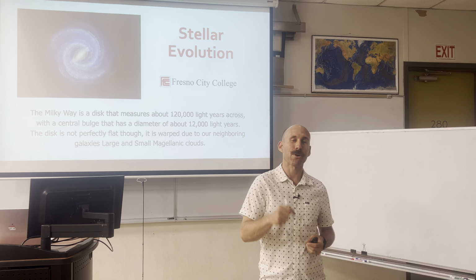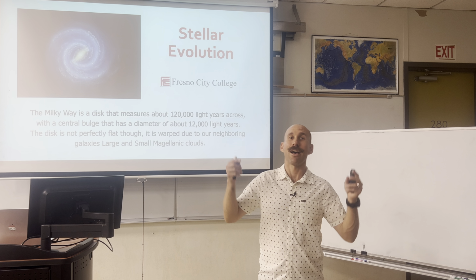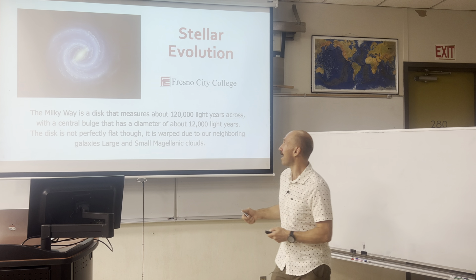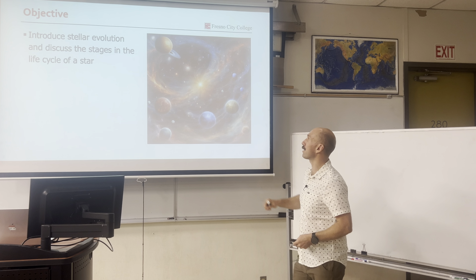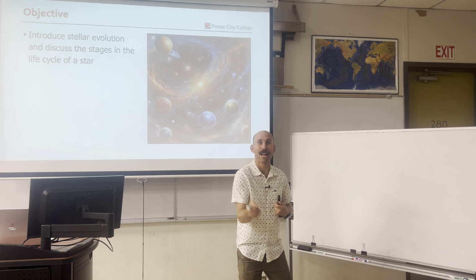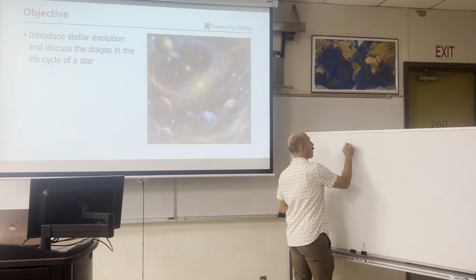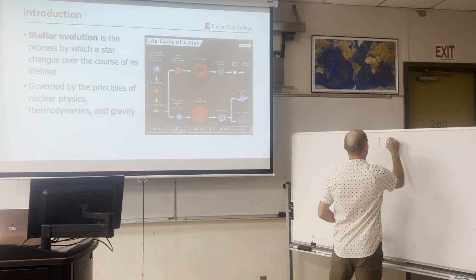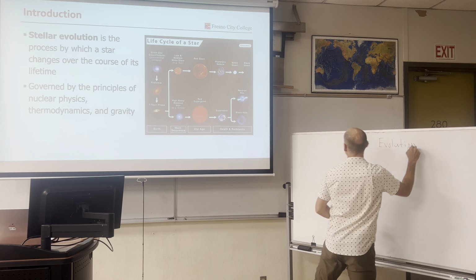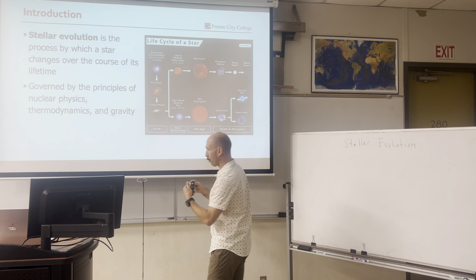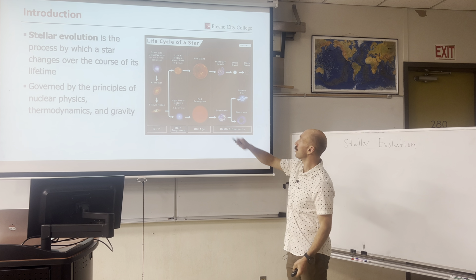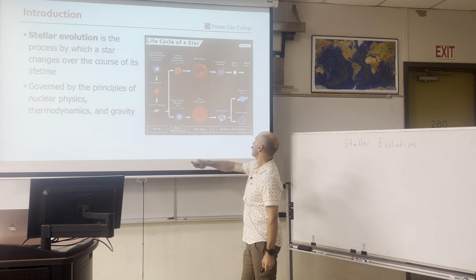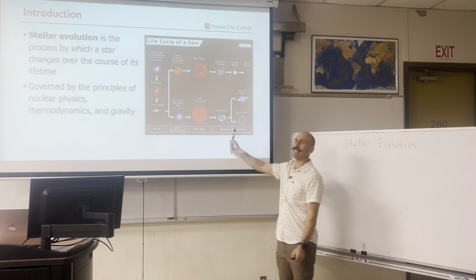Let's talk about the birth, the development, the life, the ending of stars. It's called stellar evolution, and that is what we are doing in this lecture. Our objective is to introduce stellar evolution and then talk about all the different phases in the life of a star. Okay, so quick definition, stellar evolution is the process by which a star changes over the course of its lifetime. It's got a birth, it's got a main sequence, it's got an old age, and then it dies.